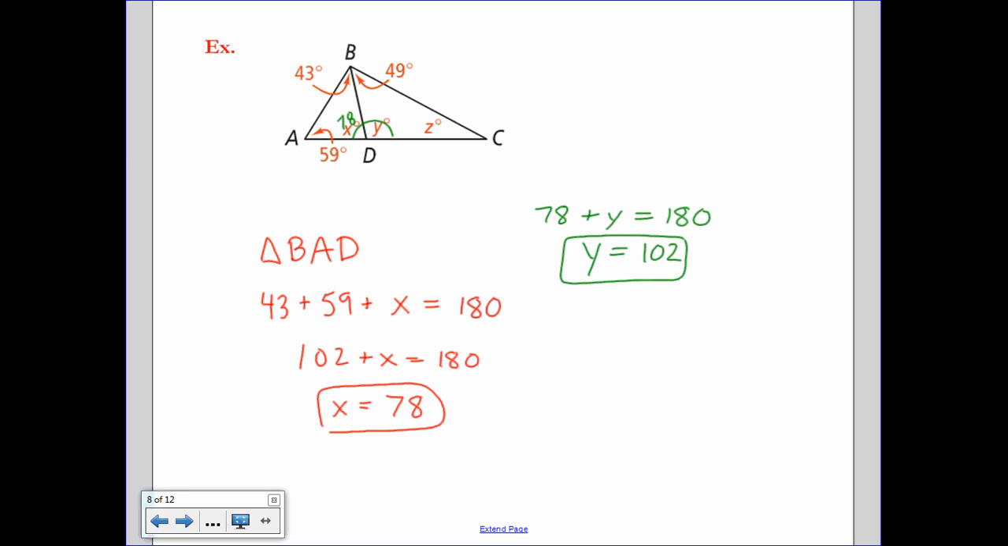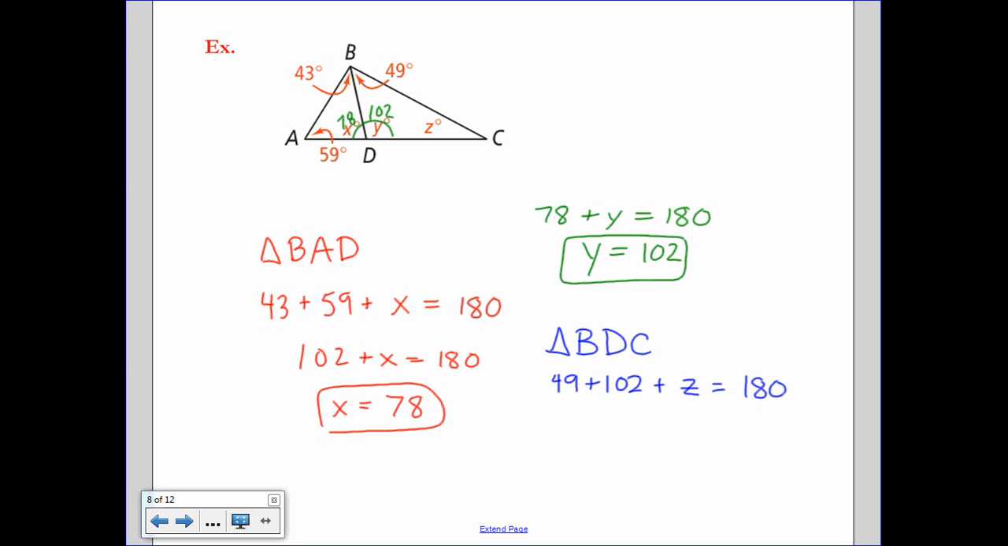And how can I use that to find z? Well, now I see the triangle BDC. In triangle BDC, now I have two of the angles labeled. I have a 49-degree angle, labeled up at the top. I have a 102-degree angle that I figured out, because that's y. And to those, I add z for a grand total of 180.